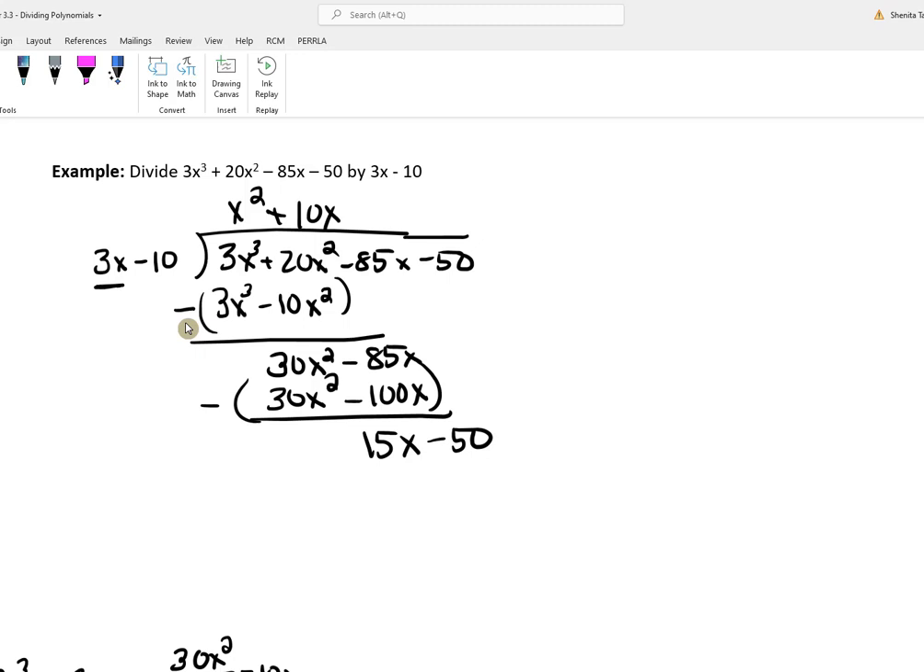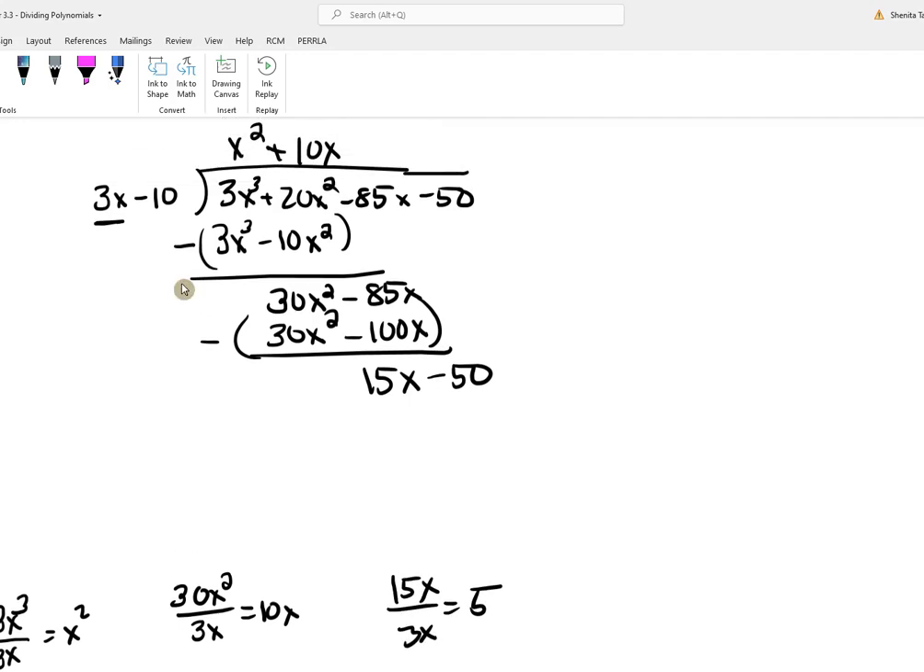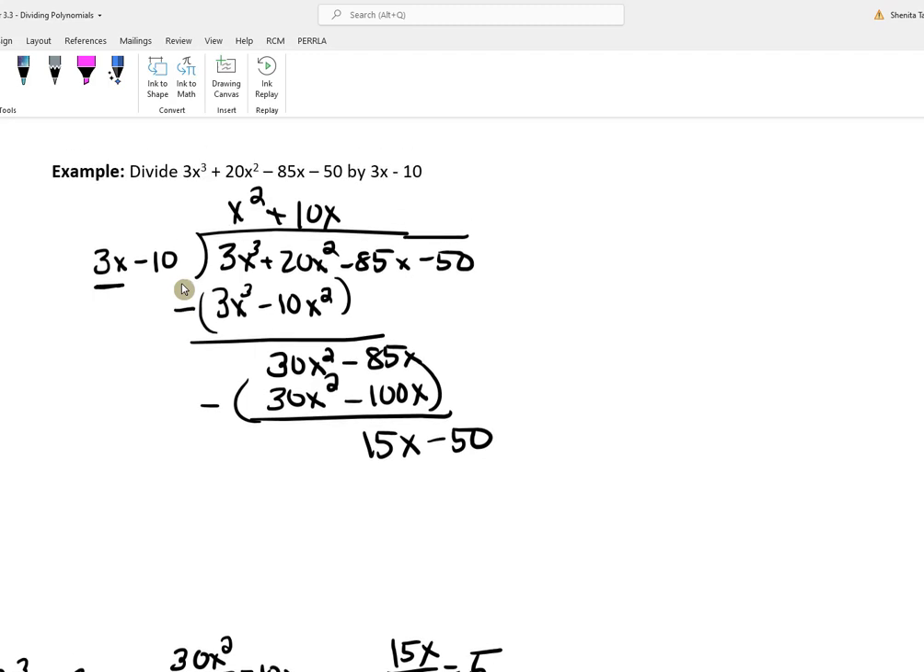3x goes into 15x. We're going to divide that out. 15x divided by 3x is 5. So I'll put 5 up here. 3x times 5 is 15x. 5 times a negative 10 is a negative 50. Subtract it off. 15x minus 15x is 0. Negative 50 minus negative 50 is 0. So your answer is x squared plus 10x plus 5.